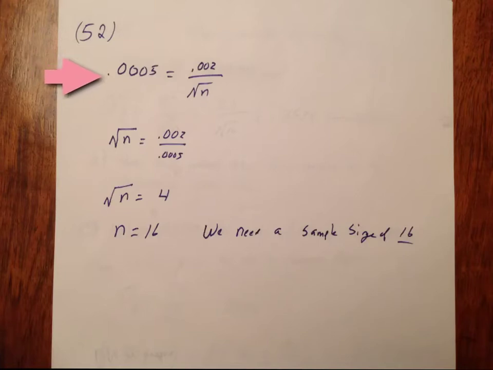Since the standard deviation of the sampling distribution is equal to the standard deviation of a single unit divided by the square root of n, which is the number of units in your sample, you simply put the numbers 0.005 and 0.002 into your equation and solve for n like you did in algebra. Divide that, square it, you get 16.